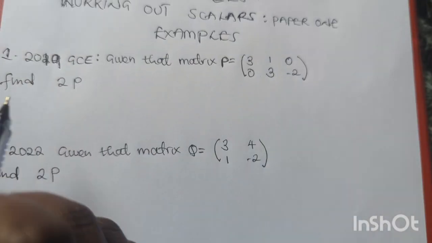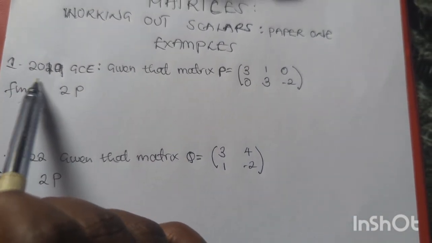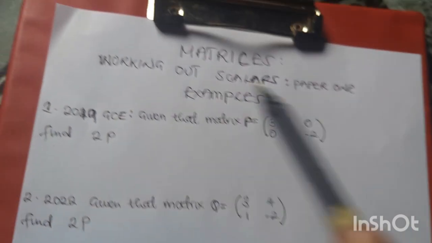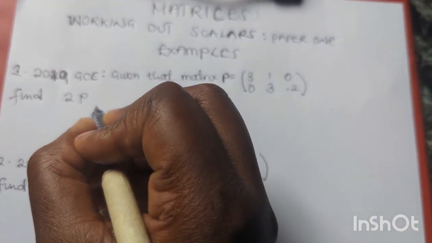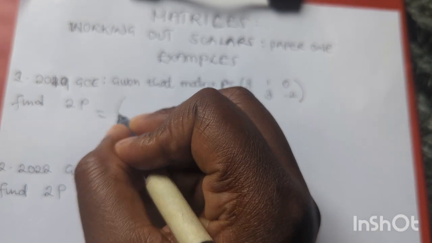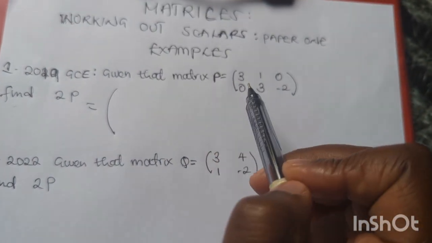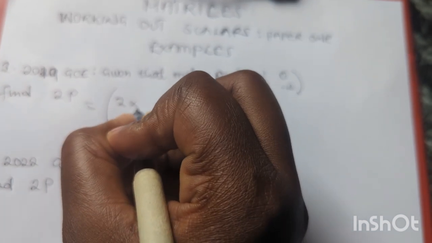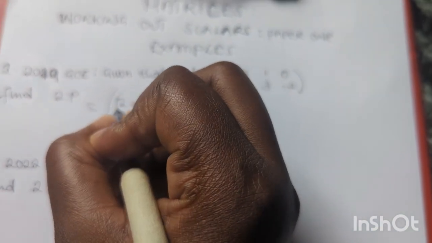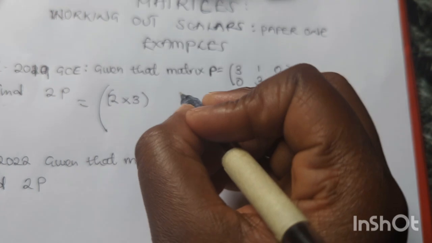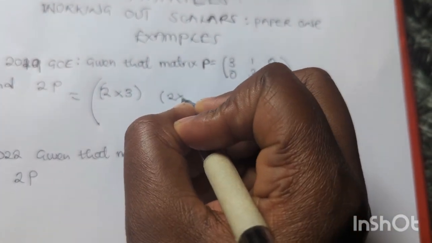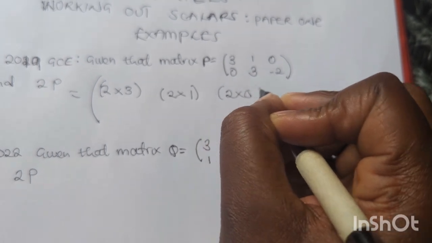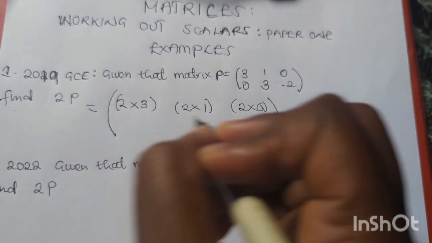So 2P from 2019. Given that matrix P is this, find 2P. So you say 2P is equal to, you open, and you just multiply 2 by each number here. It's going to be 2 multiplied by 3, you put it in brackets. What's the next number? 1. So it will be 2 multiplied by what? 1. Next, 2 by what? 0. Then you close the matrix.